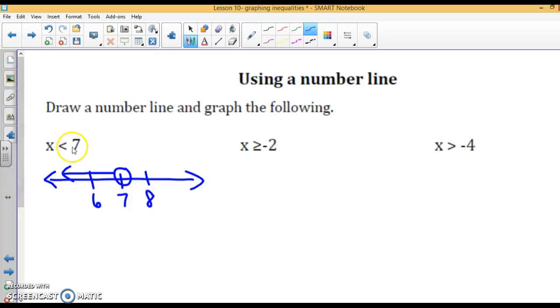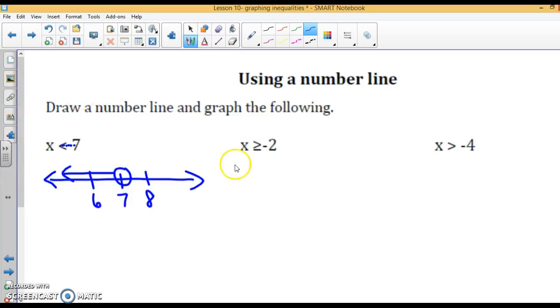Let me show you a trick. You can put an arrow there. Look which way it's pointing. The shading goes to the left. So this is showing me that 7 is not part of the solution, but 6.99 is, 6 is, 5 is, negative 10, every number down here. So when you do this, I like to put the shading a little bit above, and you need to put an arrow on the shading so you can show all the numbers down here are less than 7.